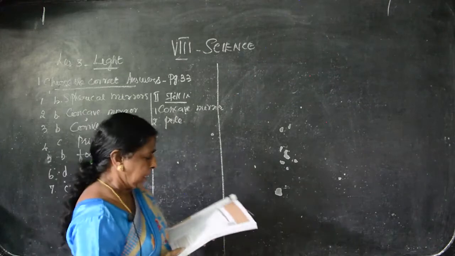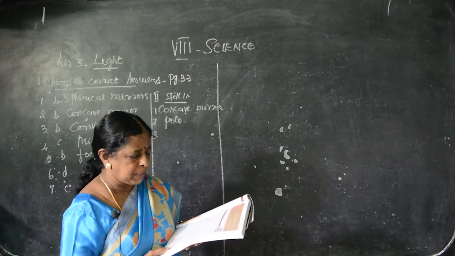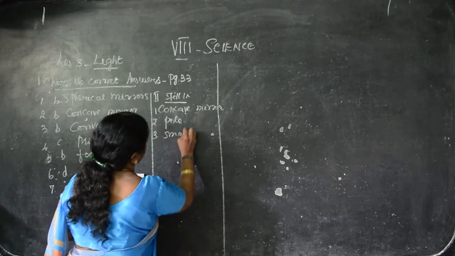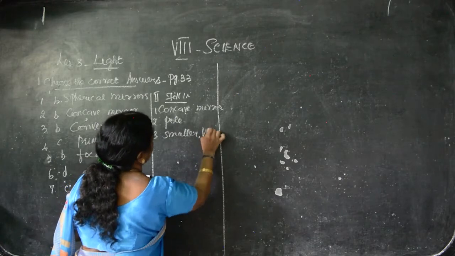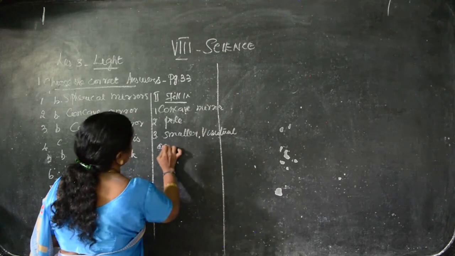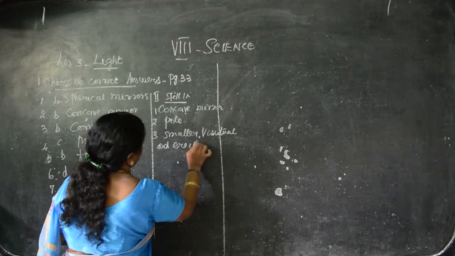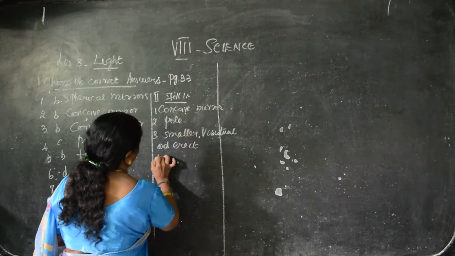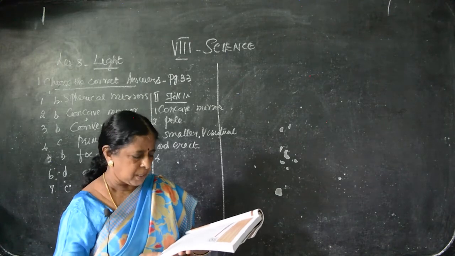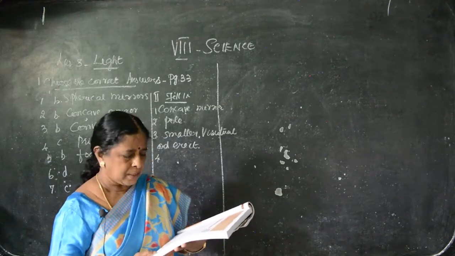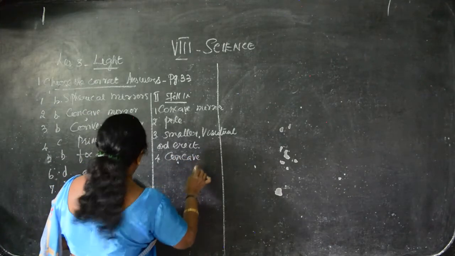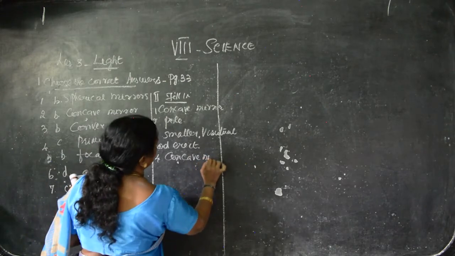The third one, nature of the images formed by the convex mirror is smaller, virtual and erect. Fourth one, the mirror used by the ophthalmologist to examine the eye is concave mirror. Before consulting doctor, we have to go for the ophthalmologist only. Concave mirror.